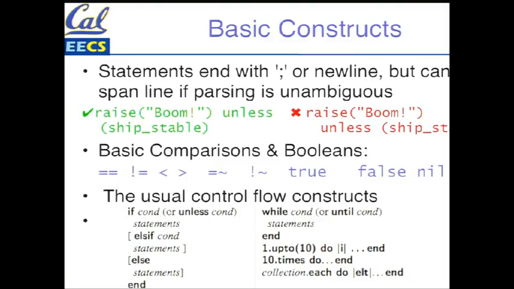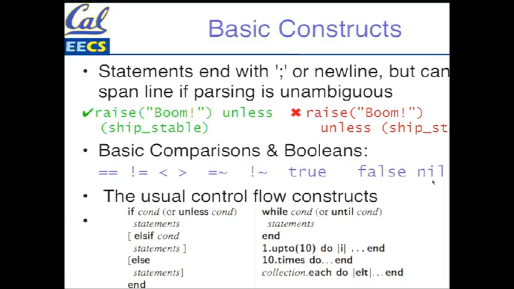All of the basic comparisons that you would expect, including equal twiddle and bang twiddle, which are for regular expressions, which we'll look at in a moment. Boolean values. True, false, and nil are constants. False and nil are the things that in a conditional statement evaluate to false.